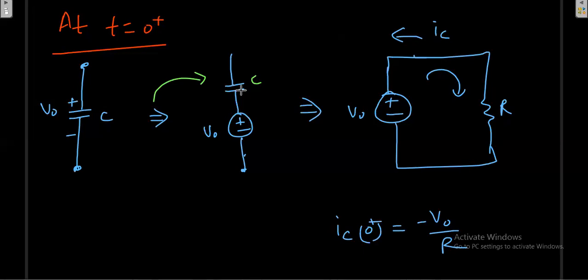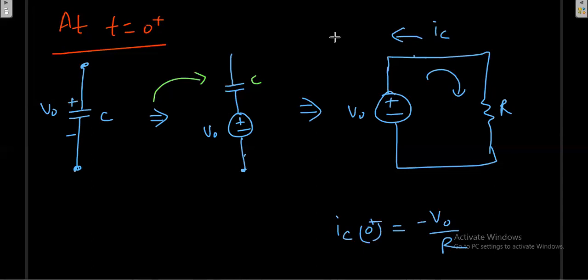Now what is happening at t is equal to 0, at the time of switching? At the time of switching, the capacitor is like a short circuit. So this is like a short, then this is V naught. Then what is the current flow? The current flow is really V naught by R. But if you are measuring IC, then IC of 0 plus is equal to minus V naught by R, because you are writing in the opposite manner. So this is the initial current in the circuit, minus V naught by R, but actually the current is V naught by R.